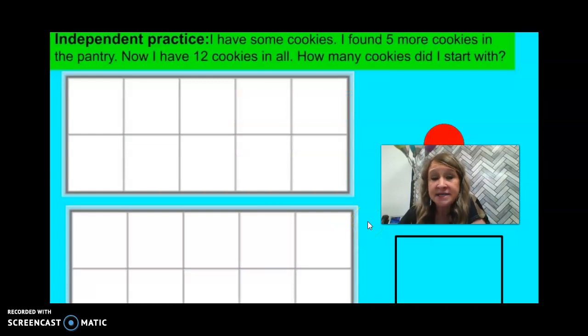For your independent practice today, you are going to find the start or the change unknown the same way I just did on my 2 problems. So the first one says I have some cookies. I found 5 more in the pantry. Now I have 12 cookies in all. How many cookies did I start with? Well, you're going to have to use the counters. Actually, you're going to have to draw the counters with your pen. Draw the counters to show how many cookies you have in all. Then circle the 5 that you started with, and what you have left is what you found in the pantry. And then you're going to write your answer in the box.